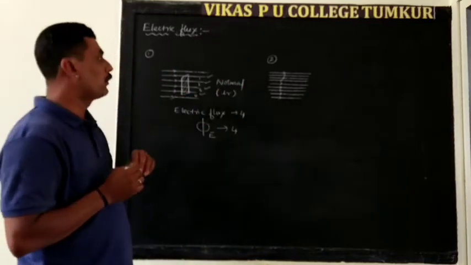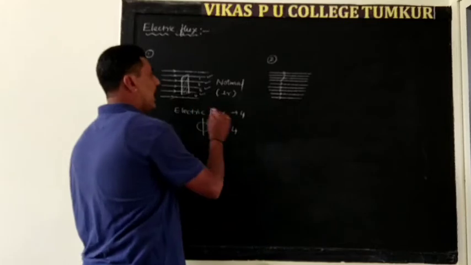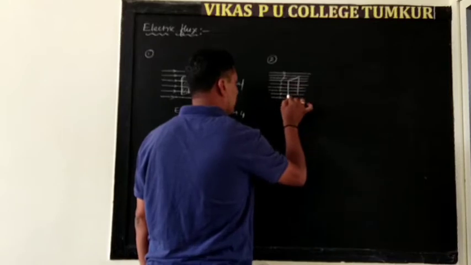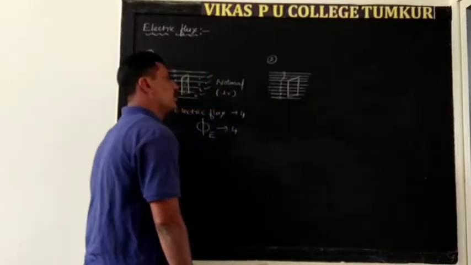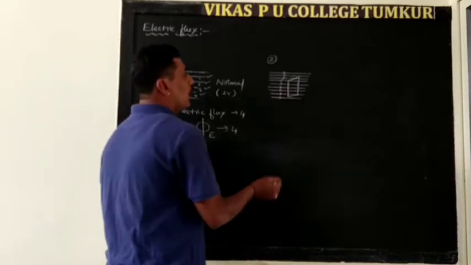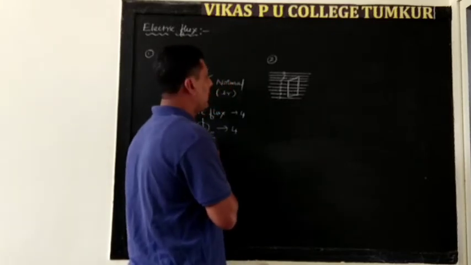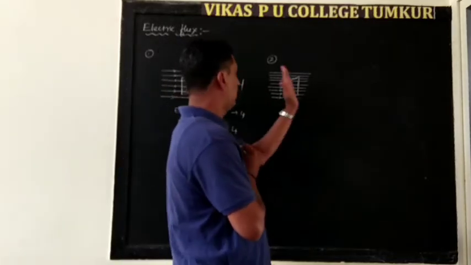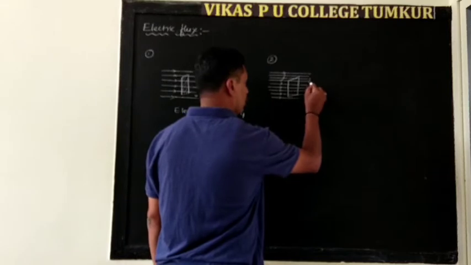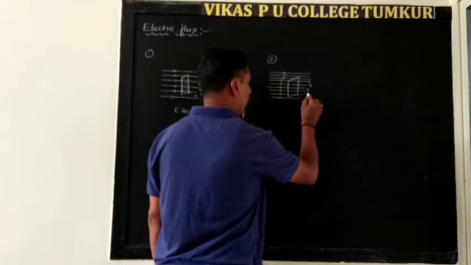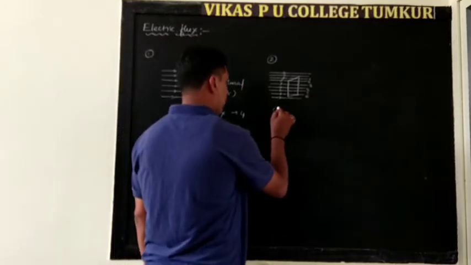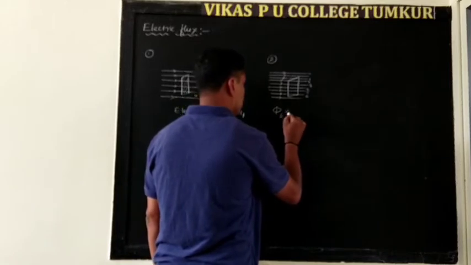Now in the electric field of the second case, I consider the same area or same surface as in the first case. We count the number of field lines that are perpendicular to this surface. So this is 1, 2, 3, 4, 5, 6. So the flux here is 6.